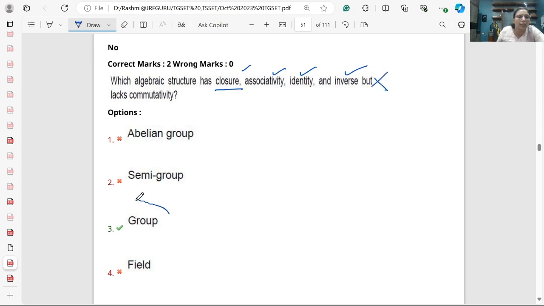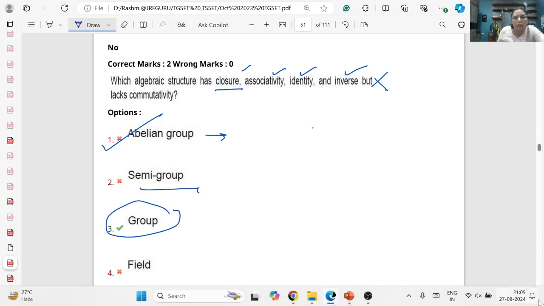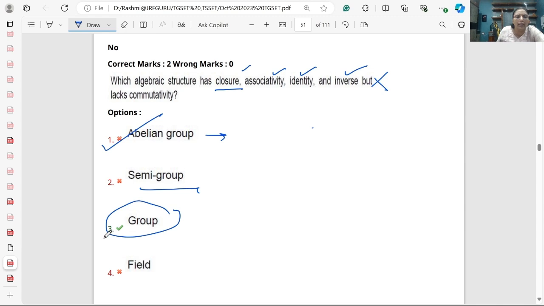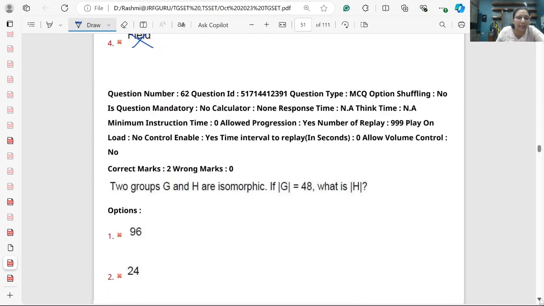Now see, which algebraic structure has closure property, associativity, identity and inverse but is not commutative? It is called a group. If it is commutative, then it is known as an abelian group. If it has only closure and associativity, it is a semigroup. Got it? So your answer will be only group. A field requires two operators and it is a ring.